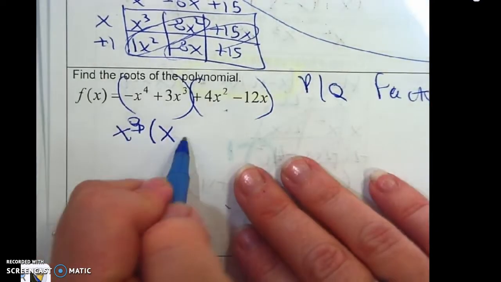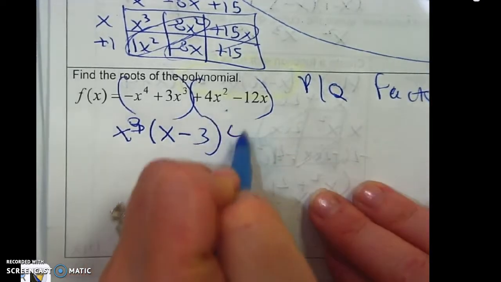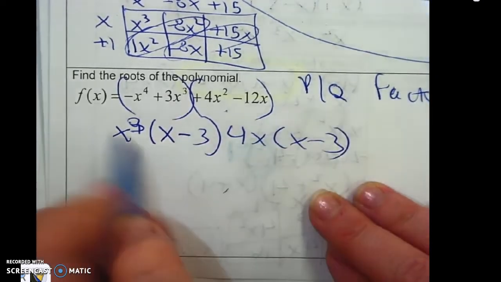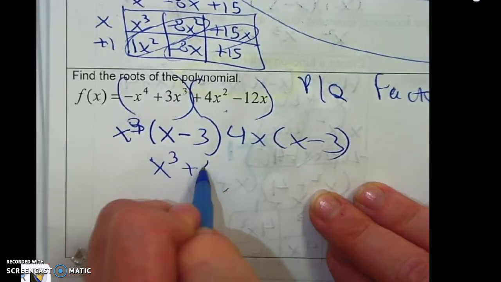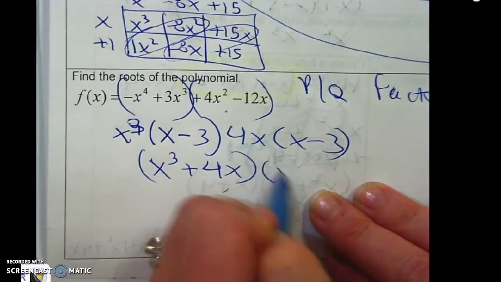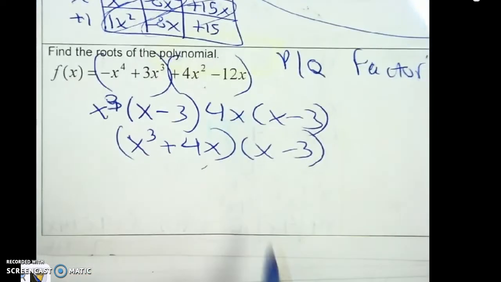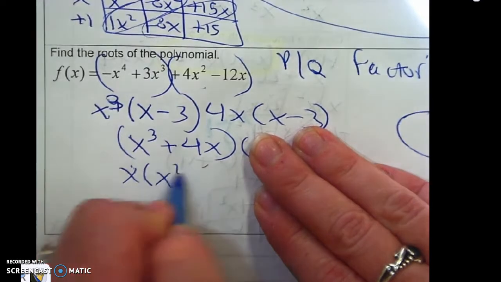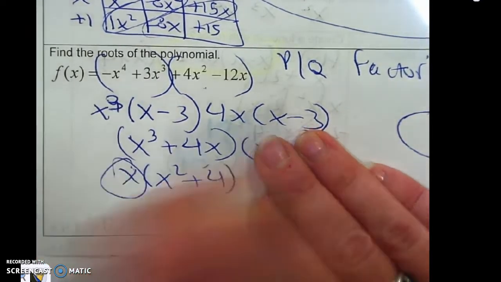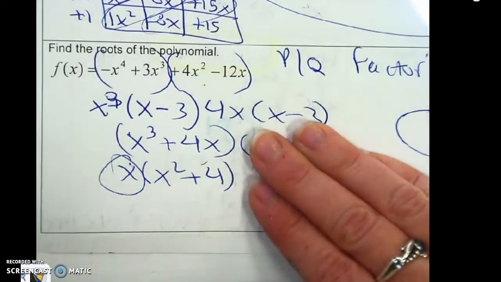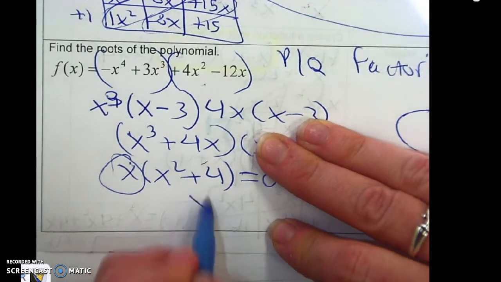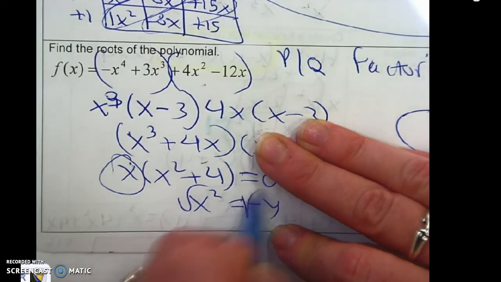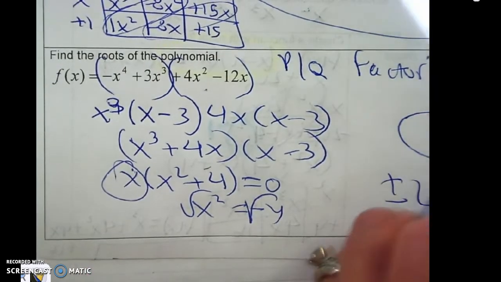I don't care. So x cubed, x minus 3. I'm trying to make it in time. X minus 3. So I get x cubed plus 4x, x minus 3. So one of my roots is 3. Then from this one, I take out an x. I'm left with x squared plus 4. This gives me another root of 0. This one, I set it equal to 0. Subtract 4, square root, plus or minus 2i.